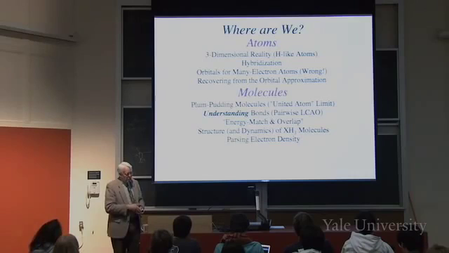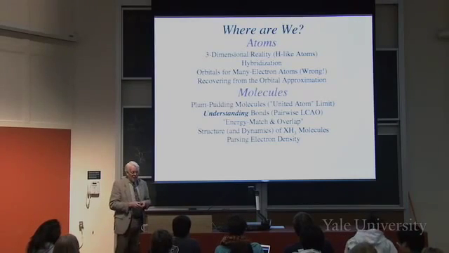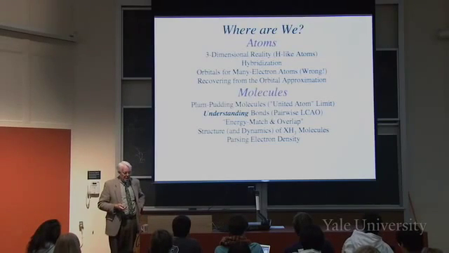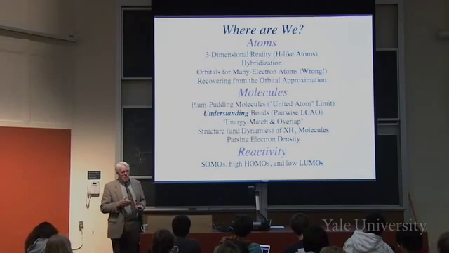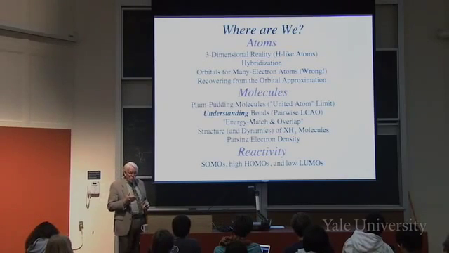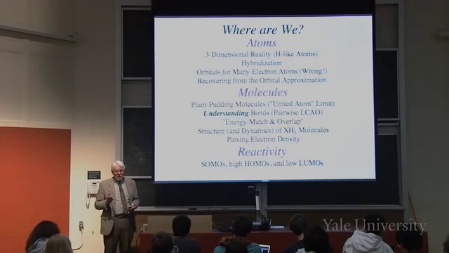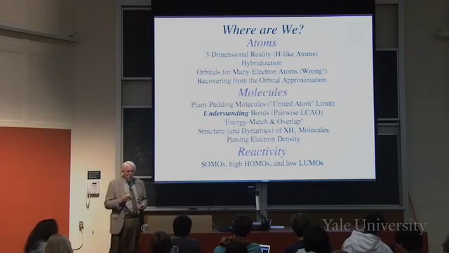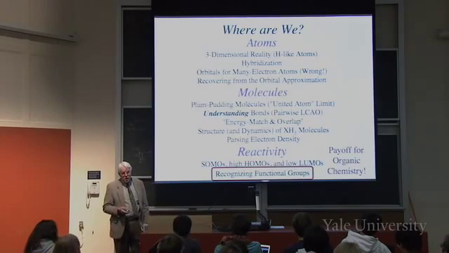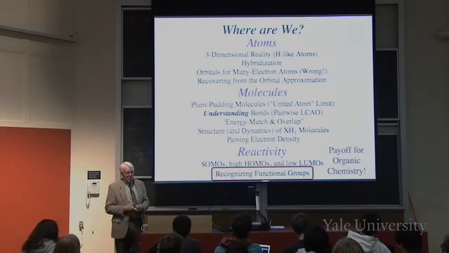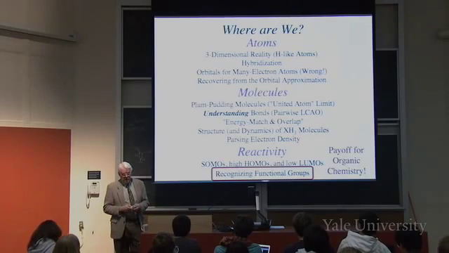So where are we? We've gone through atoms, we've gone through molecules and looked at how we can understand the electron density in molecules, and now we're to the final payoff, which is reactivity. How can we understand reactivity in terms of SOMOs, singly occupied molecular orbitals, high HOMOs and low LUMOs, and then how can we recognize functional groups, so that even if we never saw them before, we know how reactive they're going to be, and what with.